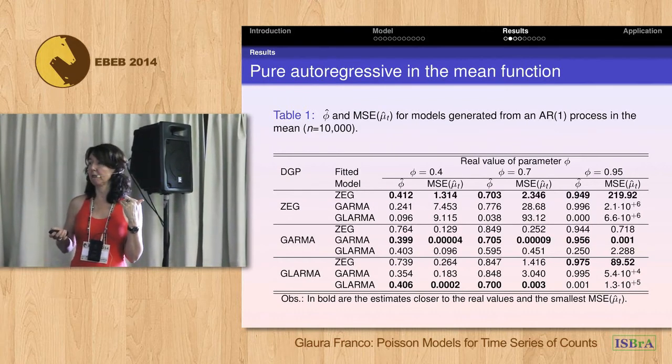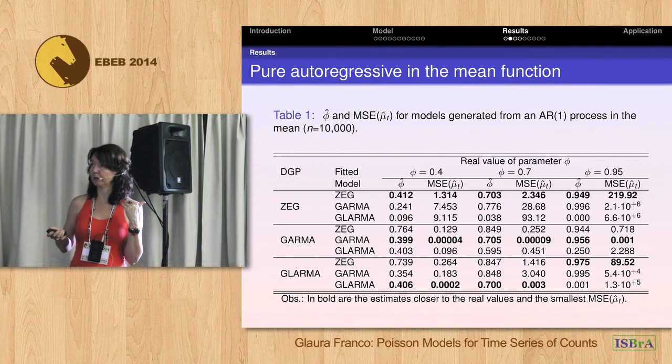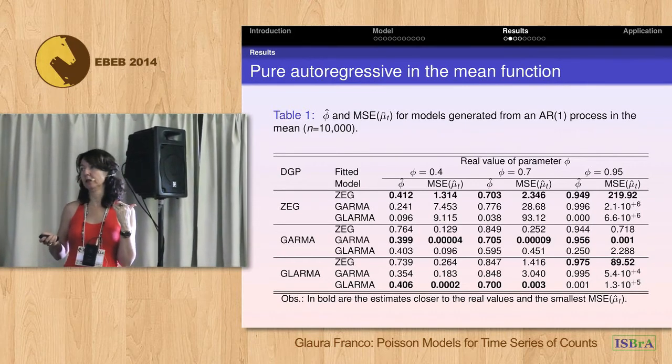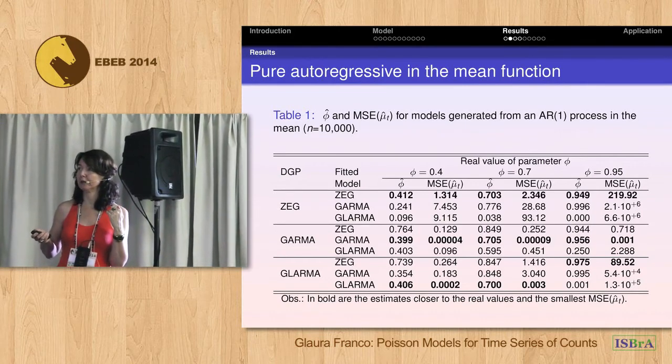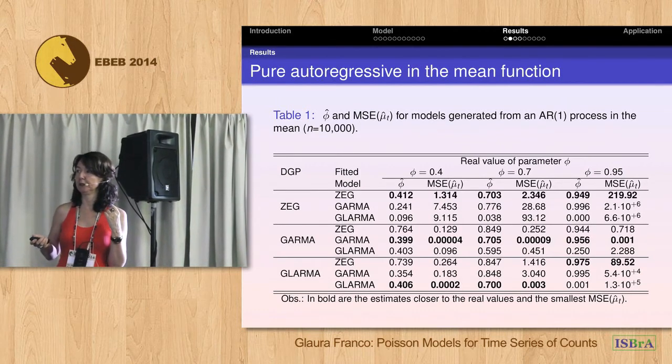But the ZEG model always overestimates the parameter when we have other DGPs here.